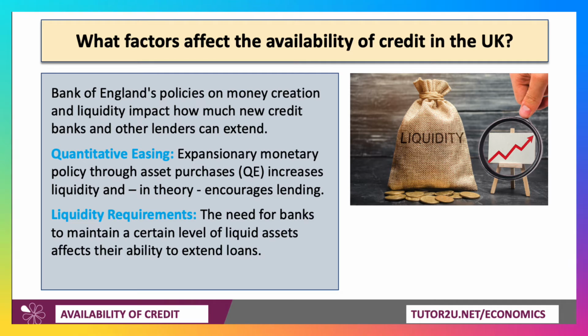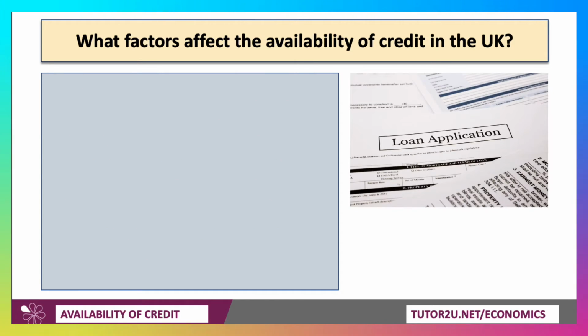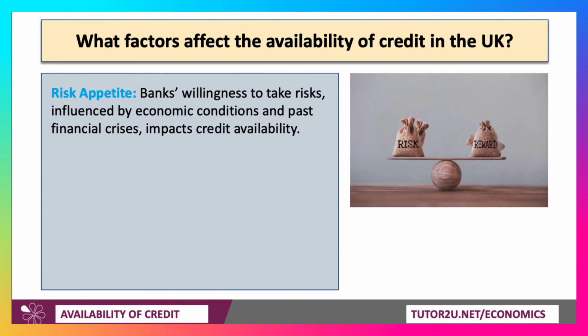Banks might be subjected to liquidity requirements. That's the need for a commercial bank such as Barclays or HSBC to maintain a certain level of highly liquid assets. And of course, if those liquidity requirements go up, that reduces their ability to extend or create loans. Another factor is risk appetite. The availability of credit does depend on the willingness of banks as well as their ability to take risks. And that's influenced by wider macroeconomic conditions, things like growth rates, inflation, and also the consequences of past financial crises.